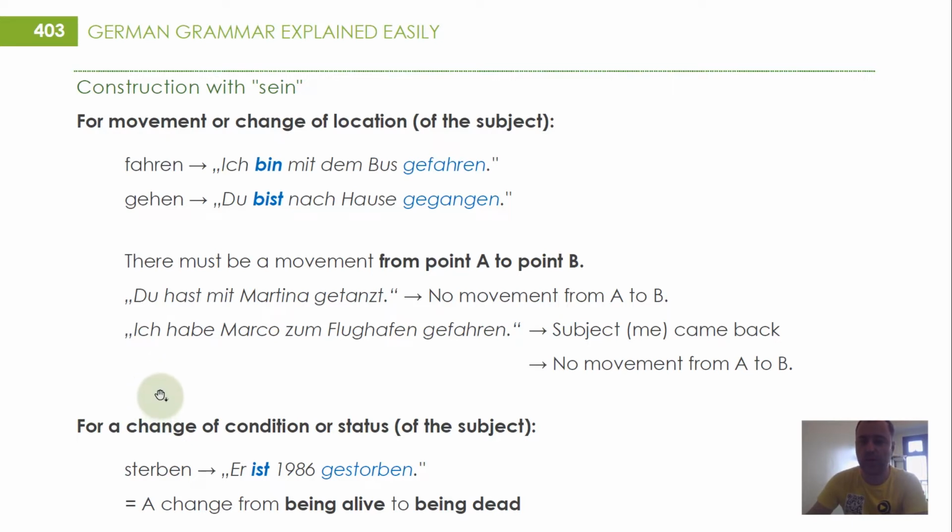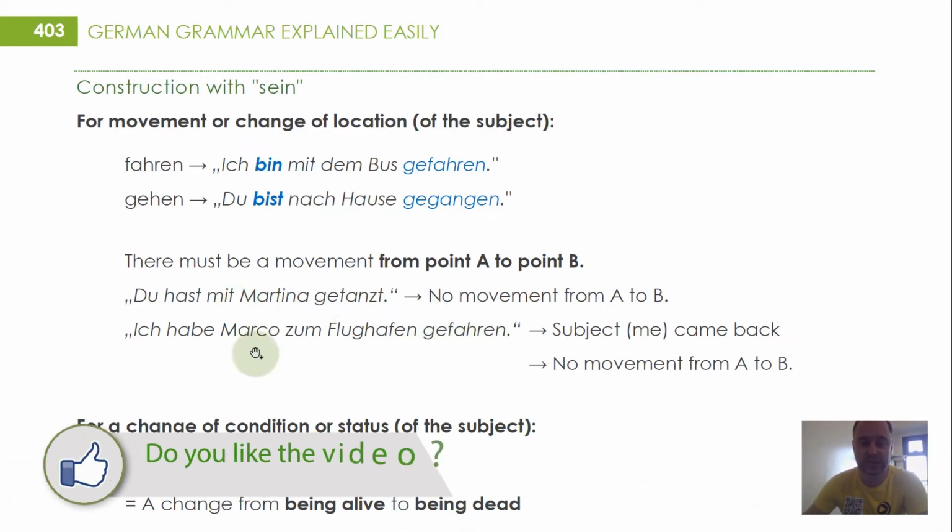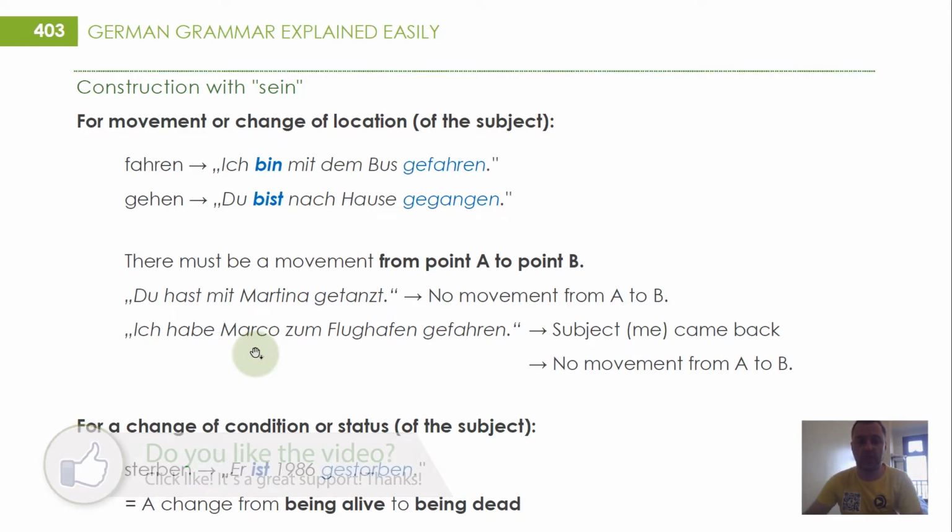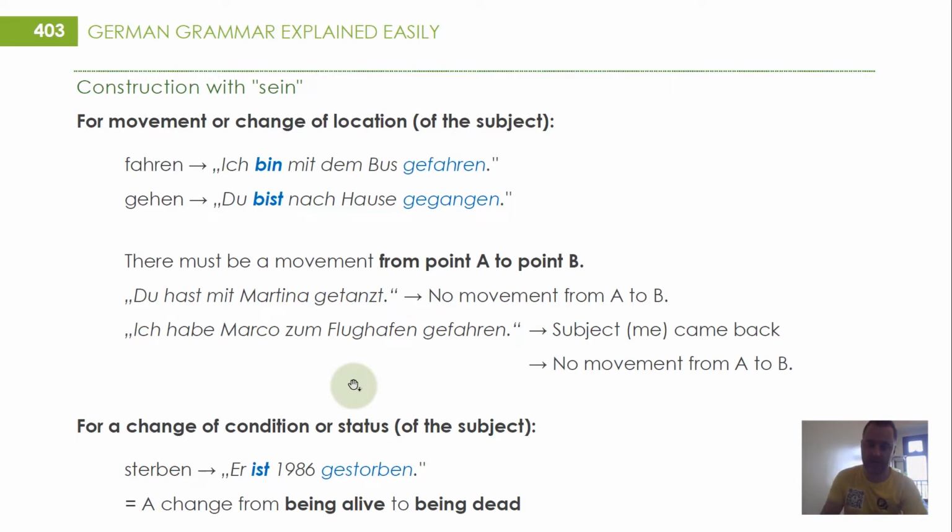So I have no movement from A to B until I finish this action, and this action is finished when I am back there. So the subject is me, I came back, so I have no movement from A to B. That's why we have haben here, despite fahren is technically always a movement with change of location, but this is the rare case where we use a verb of movement, but the subject is actually not moving because the subject moved another person, but is coming back him or herself at the end.